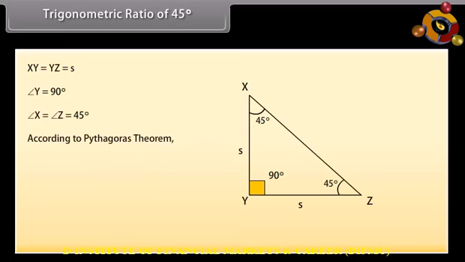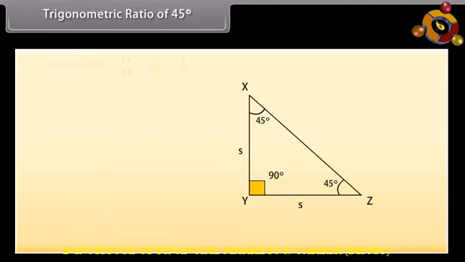According to Pythagoras' theorem, XY square plus YZ square is equal to XZ square. By substituting the values, we get s square plus s square is equal to XZ square. XZ square is equal to 2s square, which gives XZ is equal to square root 2 s. Sin Z is equal to sin 45 degree, which equals XY upon XZ, which equals s upon square root 2 s, which is equal to 1 upon square root 2.